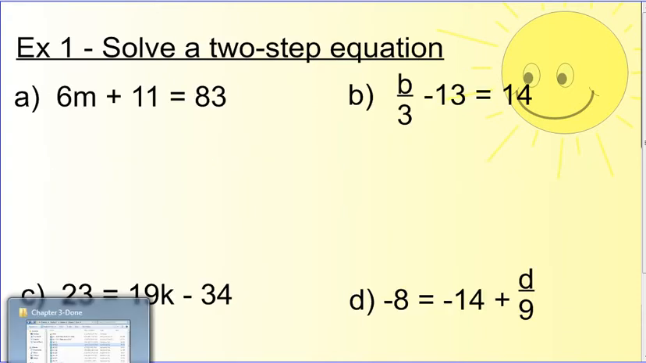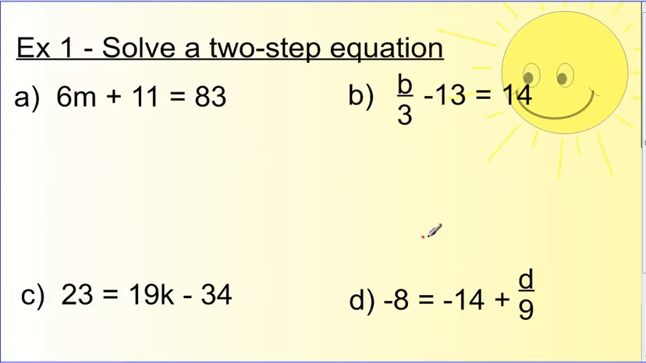Okay, so solving our two-step equations. What we want to do here is we have our two-step equation. First off, find your variable. There he is. Now, we're still going to do the opposite of what's happening to the variable, but now we have an order we kind of have to follow.